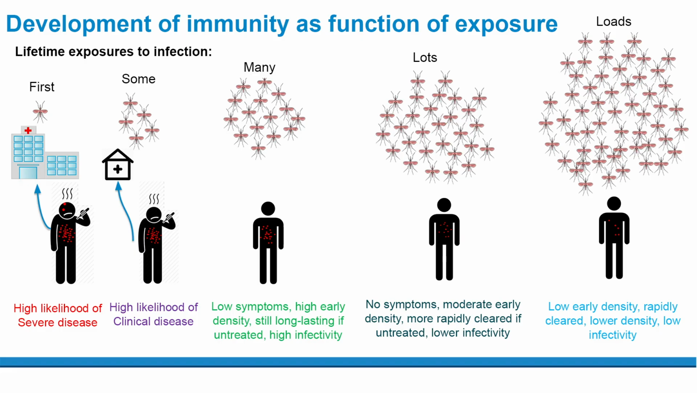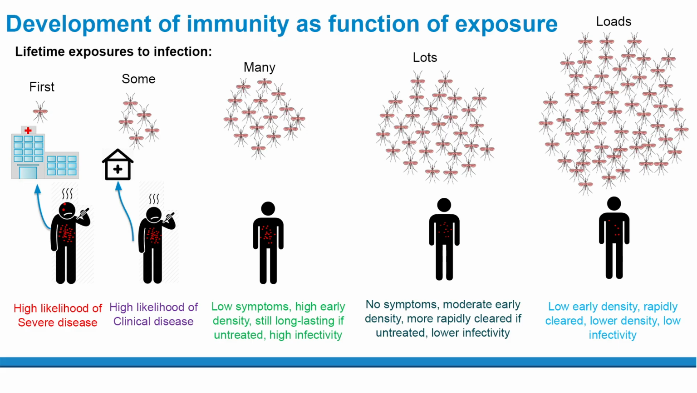Eventually, I'll have no symptoms, and as I'm getting more blood stage immunity, it'll regulate the density and clear it quicker, to the extent that, by the time I've had lots and lots of infections, I might not ever get a detectable infection, or if I do, it'll be very short-lived. So that's what would happen just without age in the model.